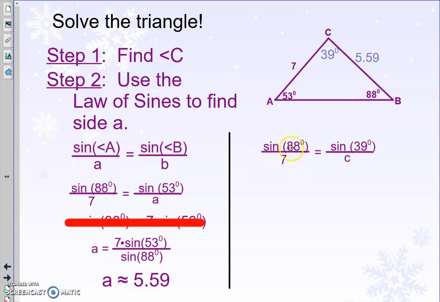I'm going to use my anchor, sine of 88 over 7. Again, 88 and 7, those are exact measurements that I was given. But this time on the right side, we have the sine of 39 over C.